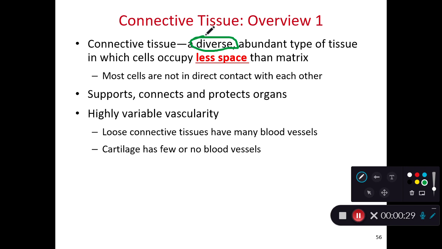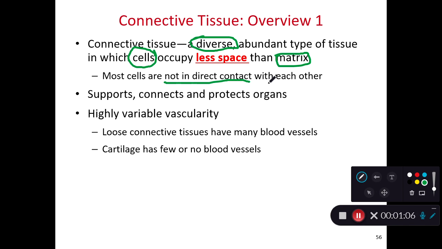But generally speaking, when we think of connective tissues, a good general guideline is that when you look at the volume of the tissue, the cells typically are going to occupy less than 50% of the overall volume. Another way of saying it is that the matrix of the tissue is going to be greater in volume than the cells of the tissue. So as we look at these connective tissue cells, most of the cells are not typically going to be touching each other. They're not going to be in direct contact with each other.